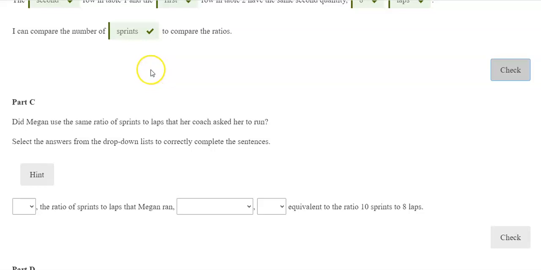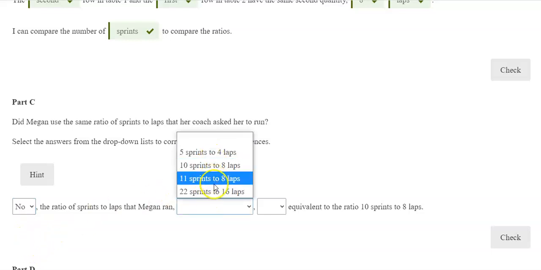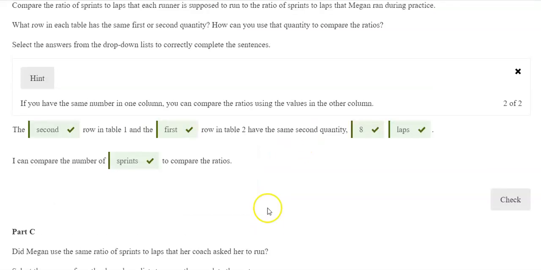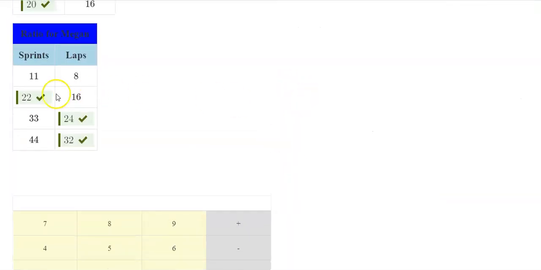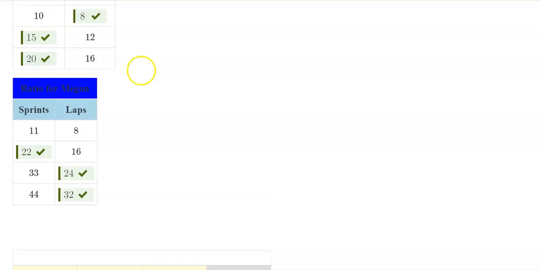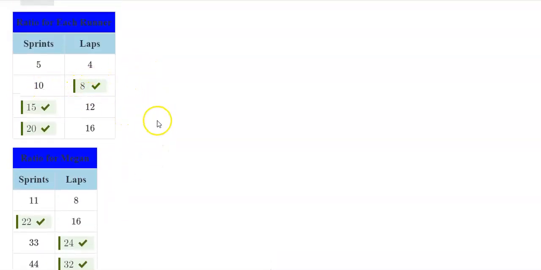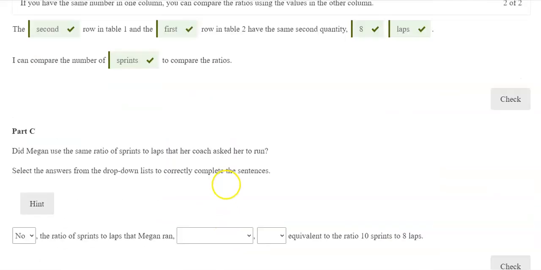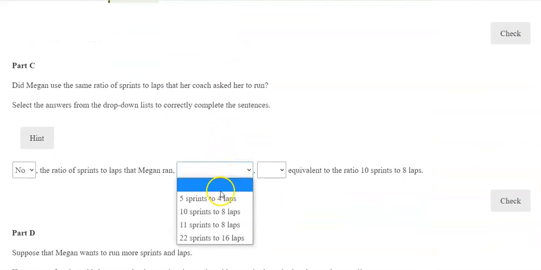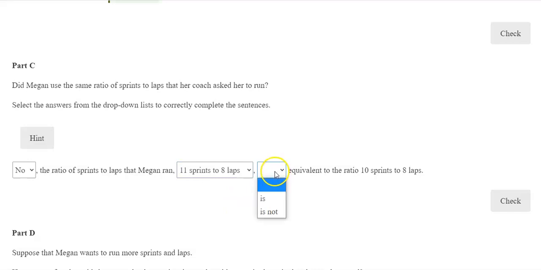Did Megan use the same ratio of sprints? No, she did not. Because if I look up there, Megan did 11 sprints, and each runner was supposed to do 10 sprints. And it's not equivalent.